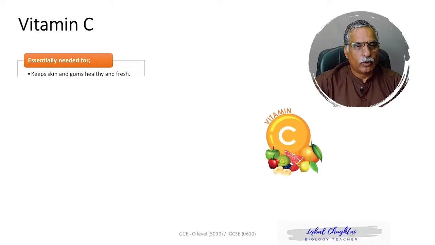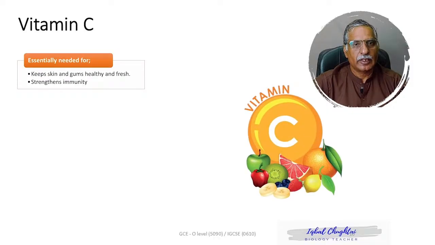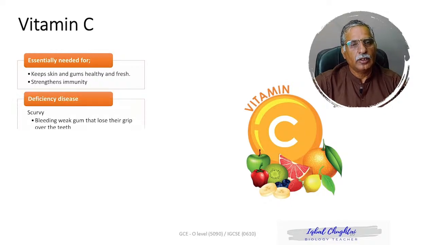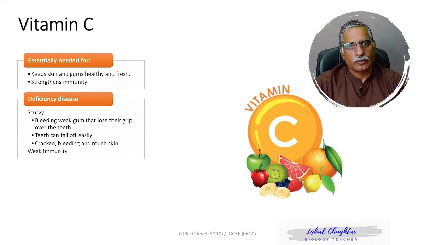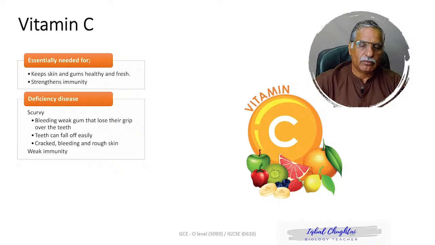Vitamin C is very important because it keeps our skin healthy and fresh. It keeps our gums healthy and fresh. And this vitamin C also helps in maintaining a healthy immune system. But if there is vitamin C deficiency in the food, that we do not have enough vitamin C, then definitely we are going to suffer from a deficiency disease. The major deficiency disease is scurvy.